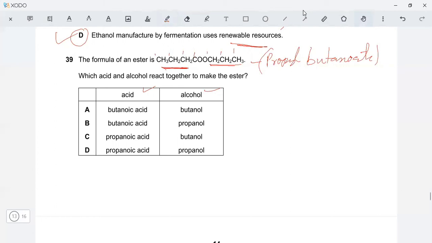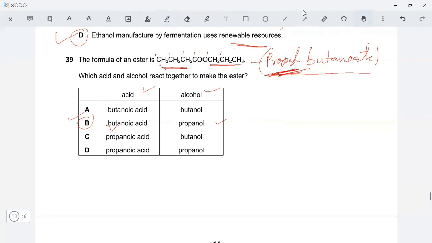So by what alcohol and which acid to be taken in order to get propyl butanoate? Obviously, you have to take butanoic acid and propanol. Okay, so alcohol is supposed to be propyl and acid supposed to be butanoic acid, isn't it? So that will get propyl butanoate. So option B will be the right answer. If you like to do the structures, maybe to get the clarity, you can do the structure.